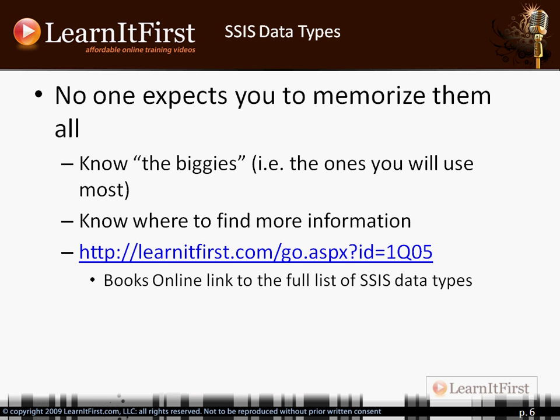Now, you are not going to be asked to memorize every one of them. There really aren't that many. I bet there's like 24. I have no idea. The key thing is to know the ones that you have to use often. So know the biggies. Know where to go to find more info. Where I go when I want to find out information about the SSIS data types is straight to Books Online. The link to Books Online was way too long to fit on a PowerPoint, so I just shortened the URL that you see here. That will give you the link to the full list of the SSIS data types there.